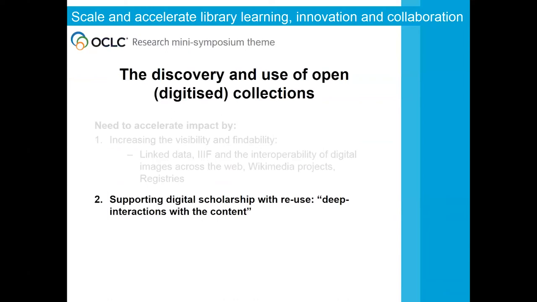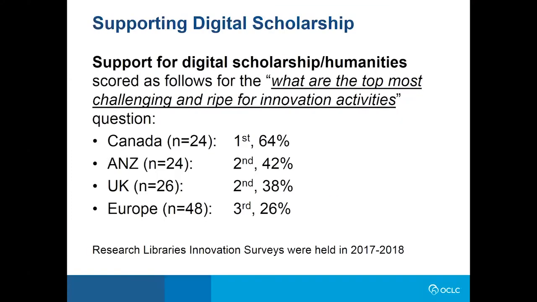Supporting digital scholarship with reuse, that is what we call deep interactions with the content. And in yet another survey that we did, that was a survey on research library innovations, support for digital scholarship and digital humanities scored as follows. The question was, what are the top most challenging and ripe for innovation activities? And these are the answers from Canada. It was the first topmost challenging innovation with 64%.